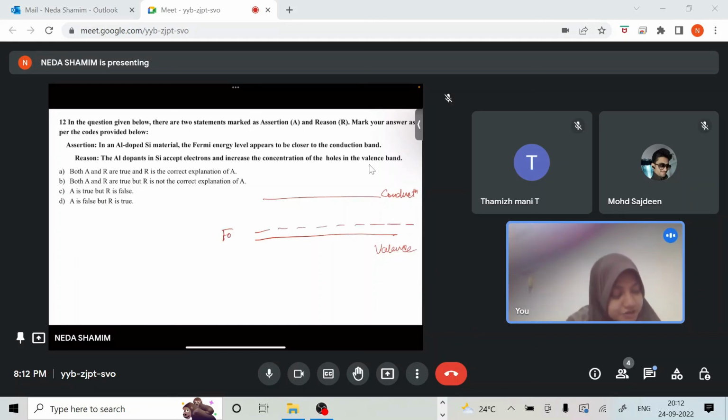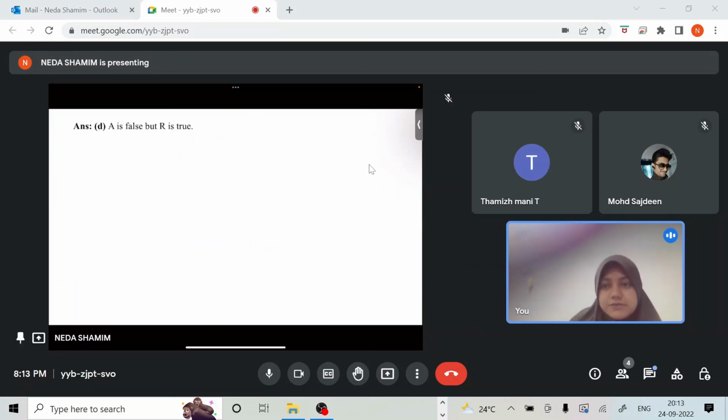This is the Fermi energy. And since this is aluminium doped silicon, that means it's a p-type material. And for p-type material, the Fermi energy is closer to the valence band. And aluminium dopants, yeah, R is true. Aluminium is trivalent, 3 plus. So it will accept electrons and it will increase the concentration of holes in the valence band. So A is false, but R is true. Okay. This is the answer.